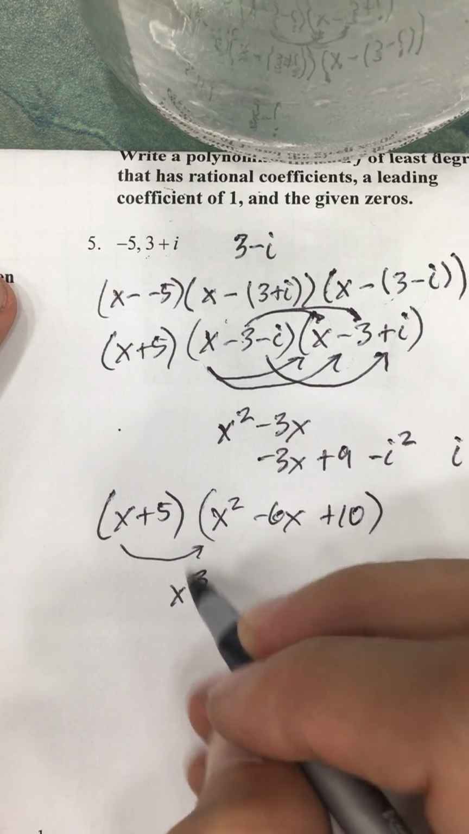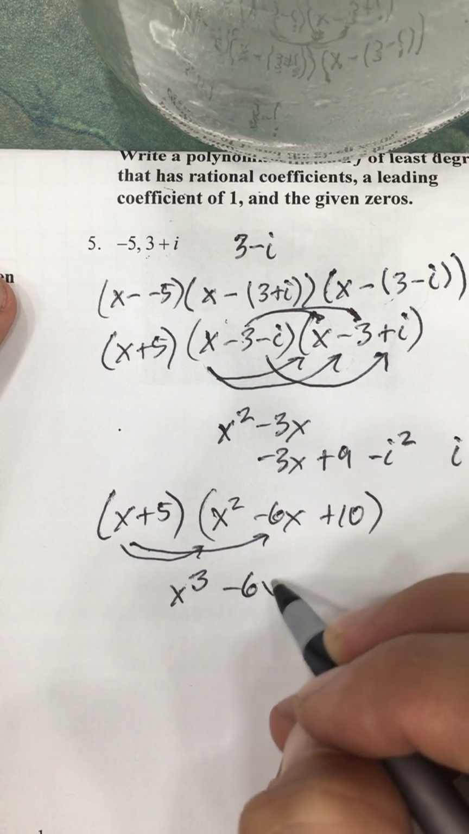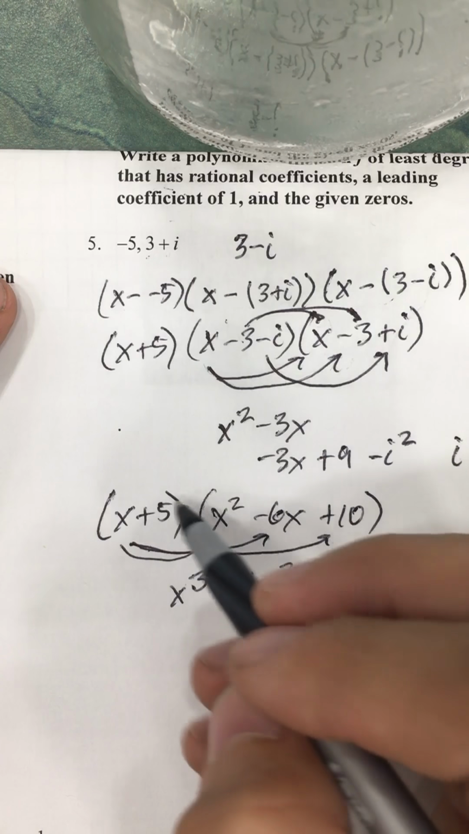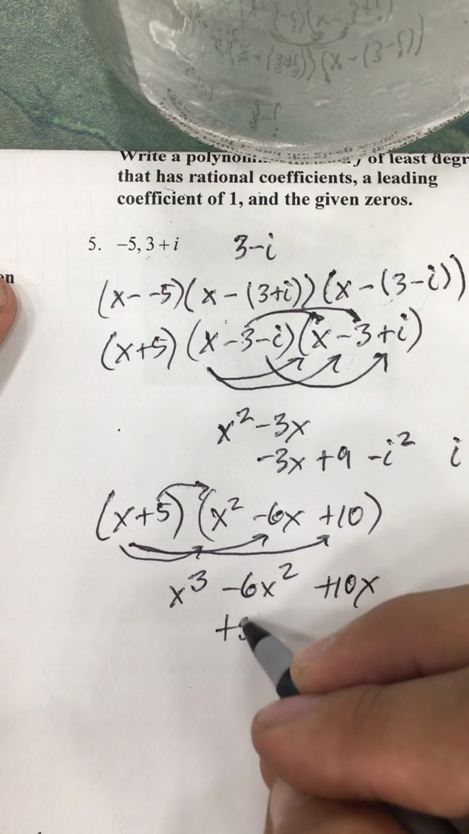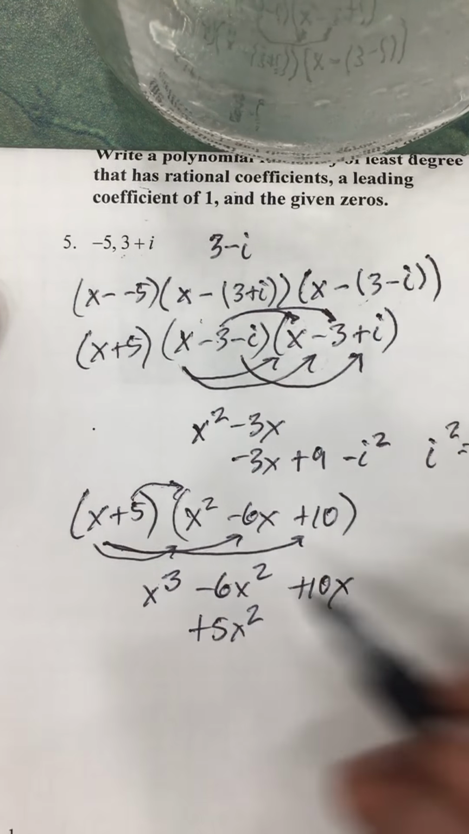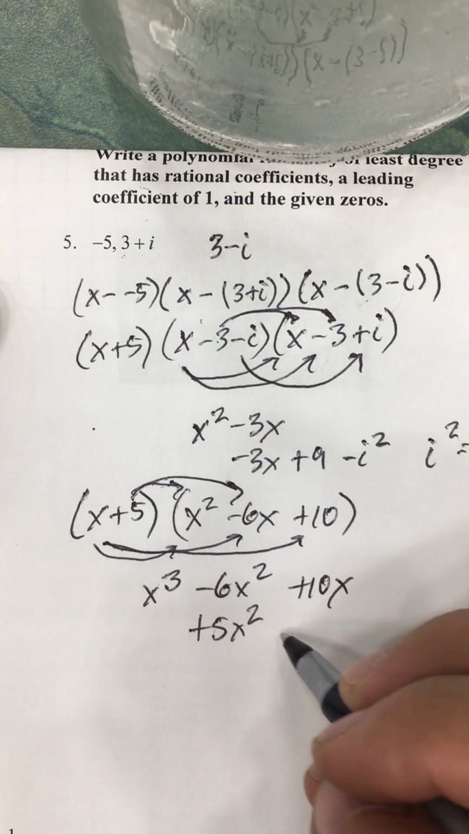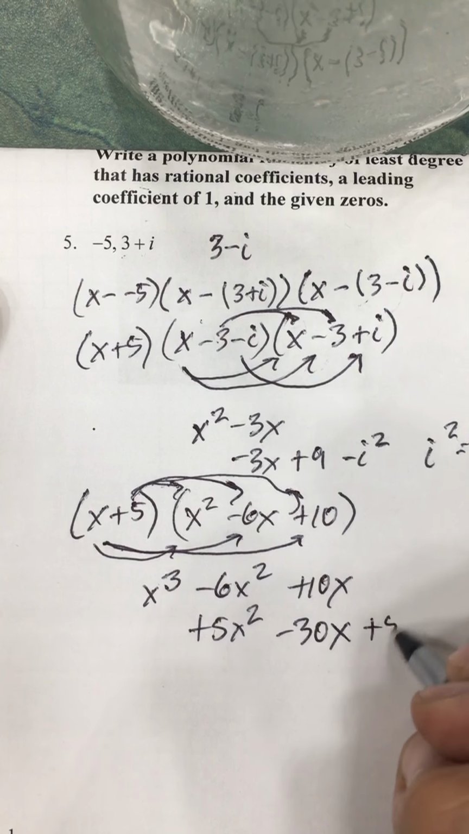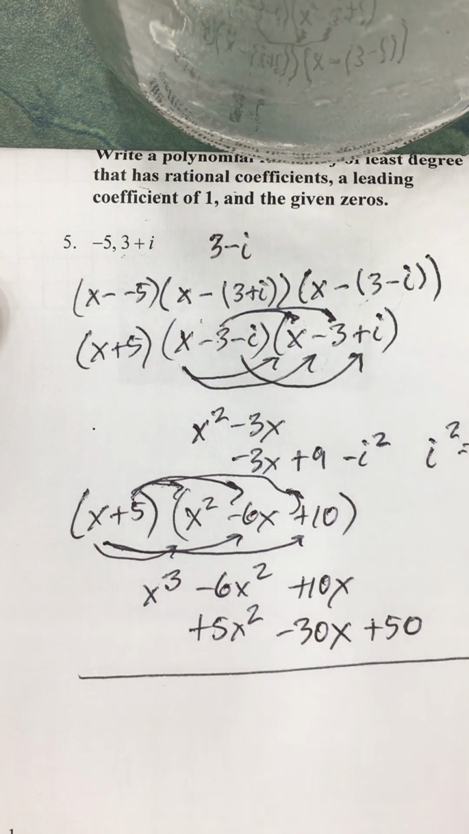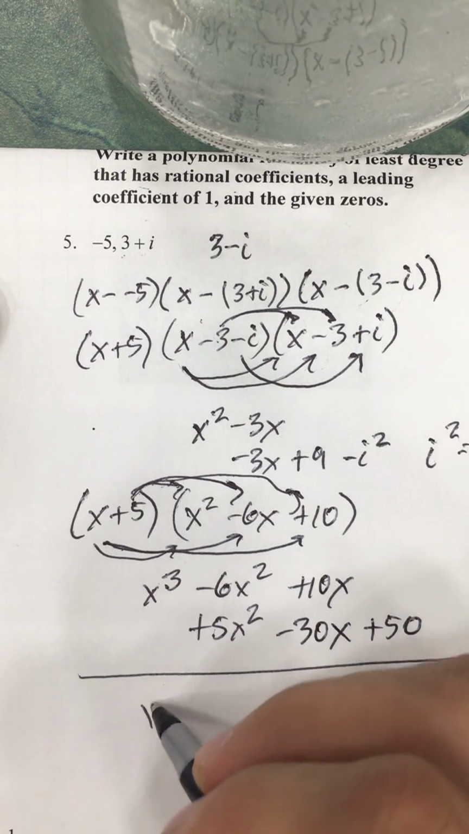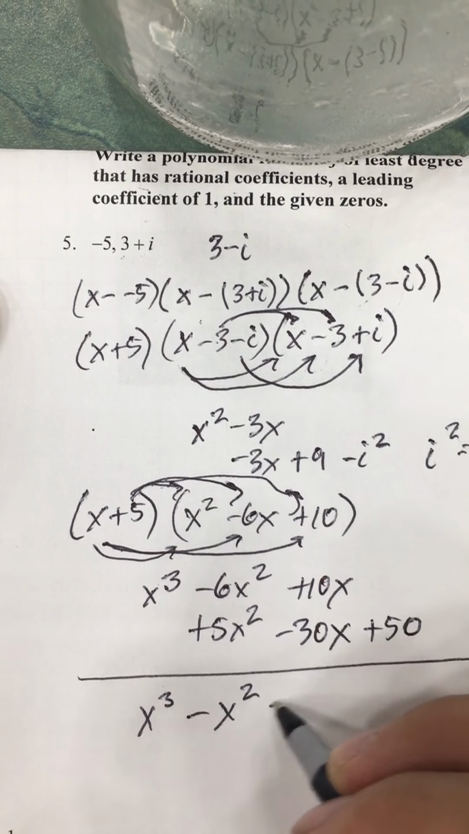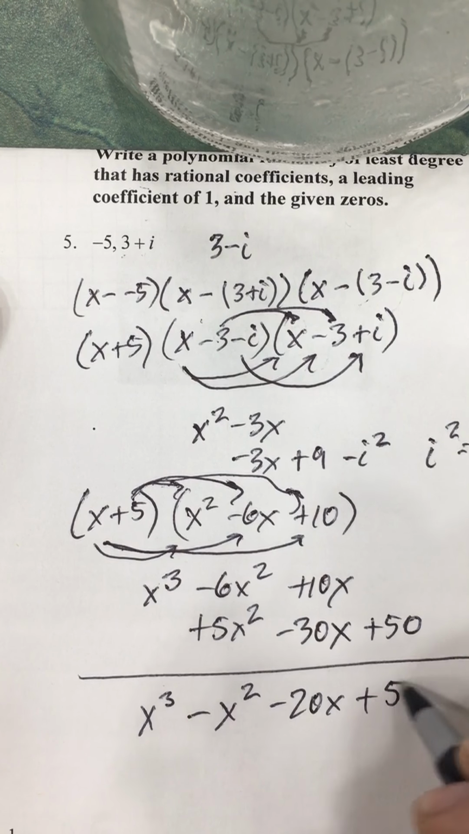So that's x to the third minus 6x squared plus 10x plus 5x squared. Notice how I'm putting like terms underneath like terms right here. Minus 30x and plus 50. When I add straight down, we end up getting our final answer of x to the third minus x squared minus 20x plus 50.